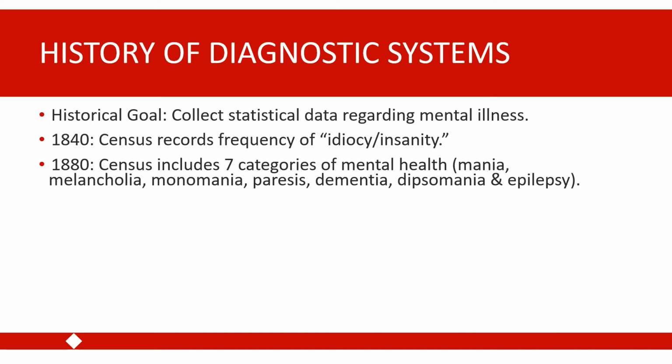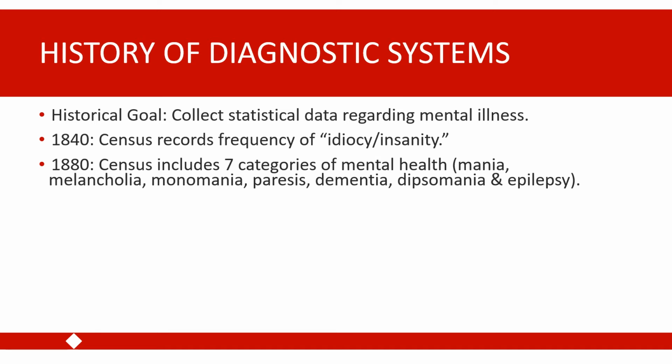In 1880, we see the census expanding to address additional categories. So we go from 2 categories to 7 categories. Some will sound familiar. Some are terms that we no longer use. So the categories assessed in the 1880 census included mania, melancholia, monomania, which is a kind of obsessional interest, most similar to what we currently characterize as obsessive-compulsive disorder.